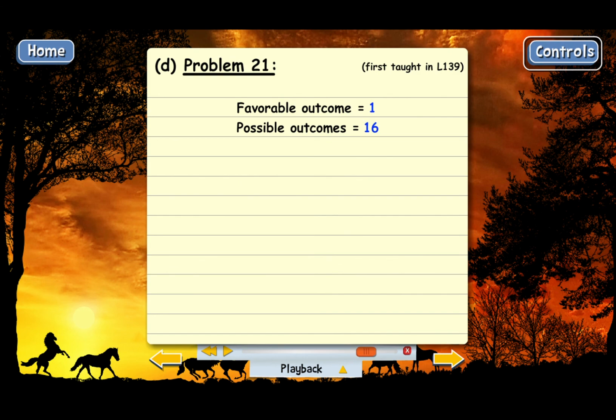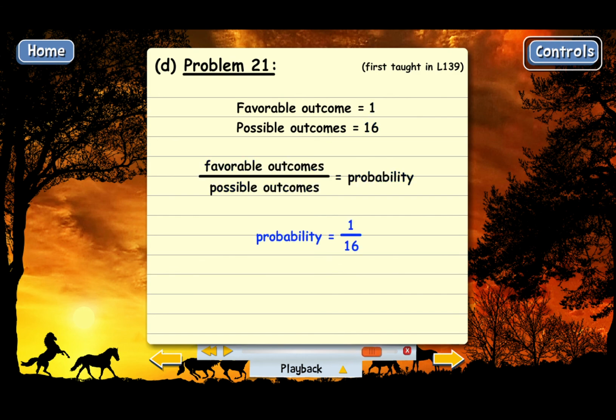When we plug these two numbers into the probability fraction, that gives us a probability of 1 over 16. So the probability of rolling double twos when you roll two four-sided dice is 1/16, and that's the final answer to problem 21.